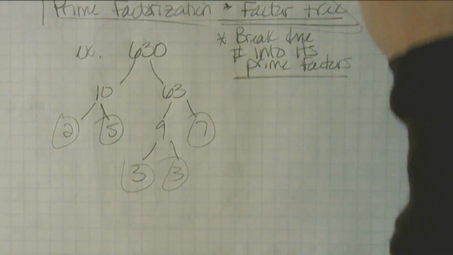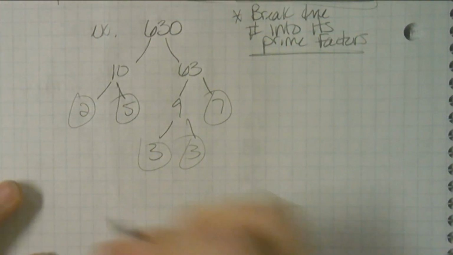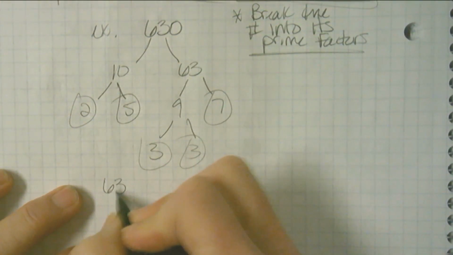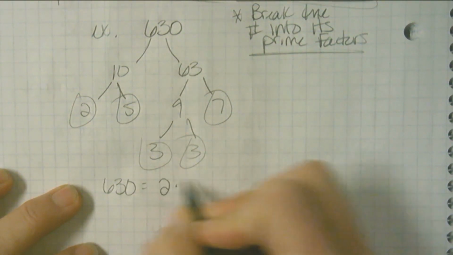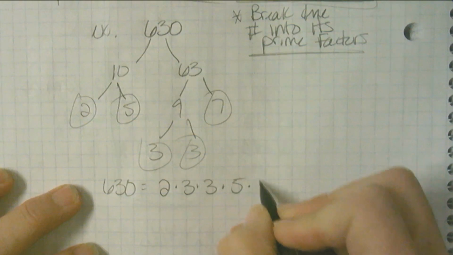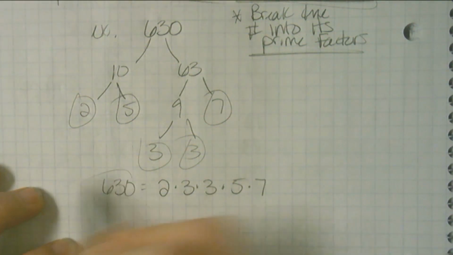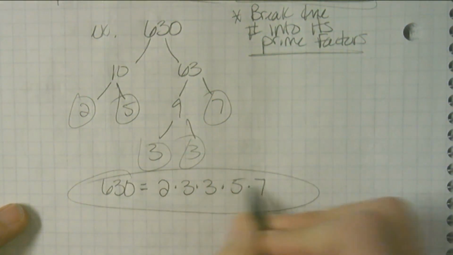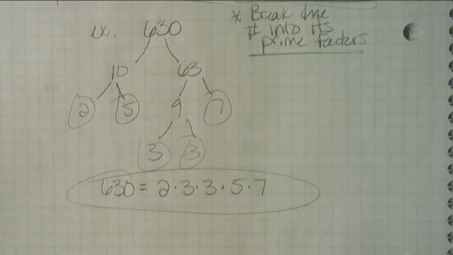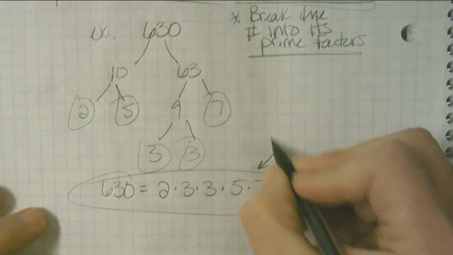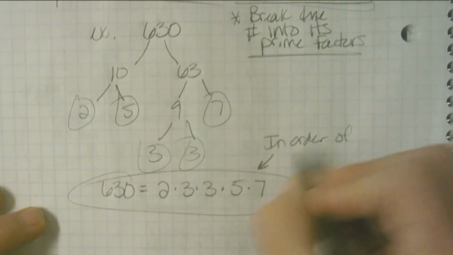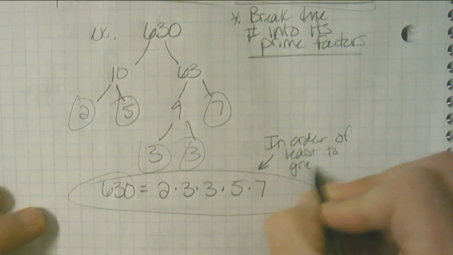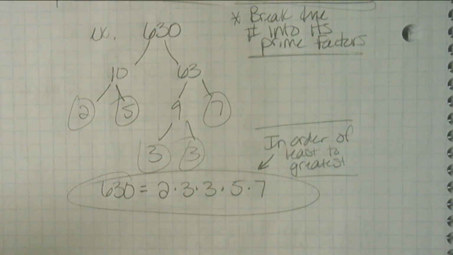So when we're done, I want you guys to list them out in order. So my prime factorization is 630 is equal to 2 times 3 times 3 times 5 times 7. This is how I want you to write it out. So 630 is equal to, and you're multiplying all these. I'm not telling you to multiply it out, but you're showing that it's 2 times 3 times 3 times 5 times 7. All right, and I would like you to do them in order of least to greatest, because when we do greatest common factor and least common multiple, I want this to be your habit.